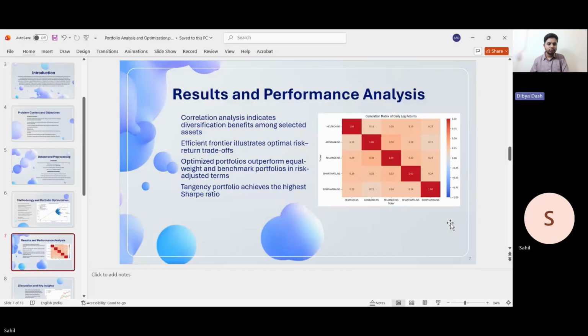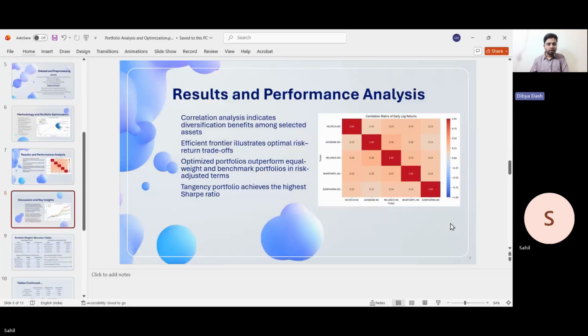On the left, the efficient frontier illustrates how optimization makes use of this diversification to find the best risk-return combinations. When compared with simple strategies like equal weight or benchmark portfolios, the optimized portfolios consistently deliver better risk-adjusted performance. The tangency portfolio stands out with the highest Sharpe ratio, meaning it offers the best return for each unit of risk and is the most attractive choice for performance-focused investors. The results show that low correlations, thoughtful asset selection, and optimization techniques lead to stronger, more efficient portfolios.